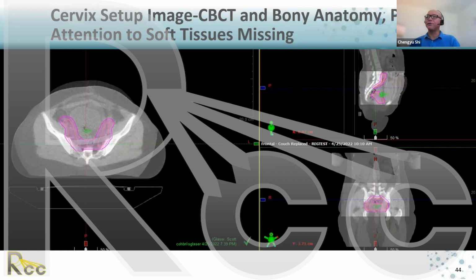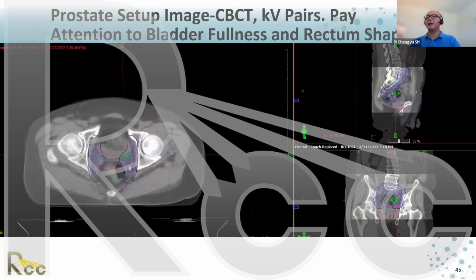Cervical checking, for example: this patient not only has this major tumor, but also what we call the butterfly lymph nodes. It's so difficult to check. I will use bony anatomy for matching first and pay attention to the soft tissue misalignment or weight loss. And the prostate, same thing. Prostate, not only the primary tumor, but also lymph nodes nearby. And again, bony anatomy check first, and pay attention to the bladder fullness and rectum shape.